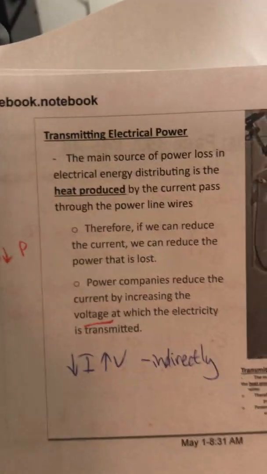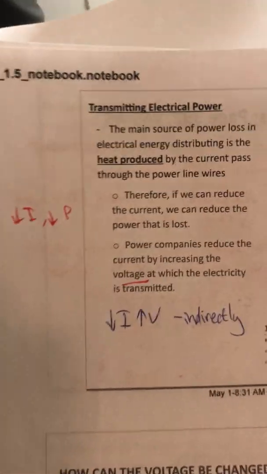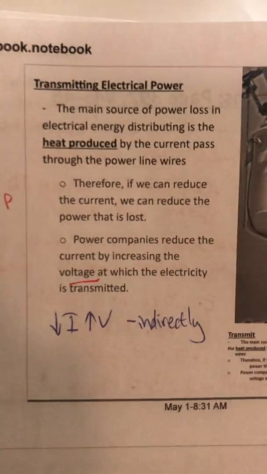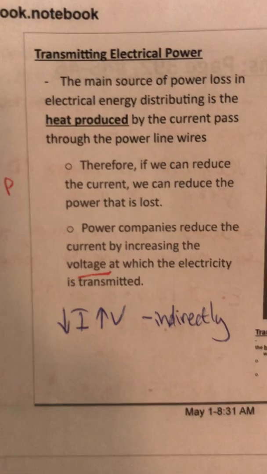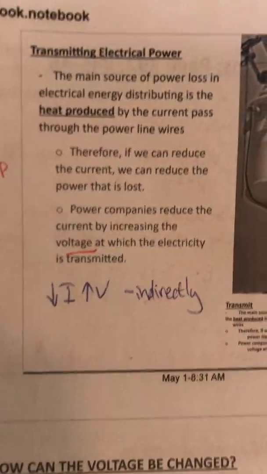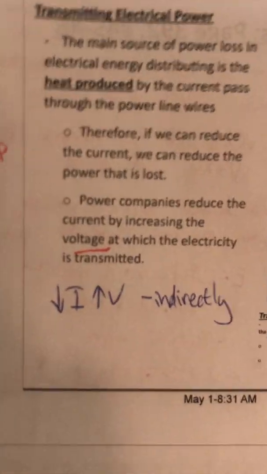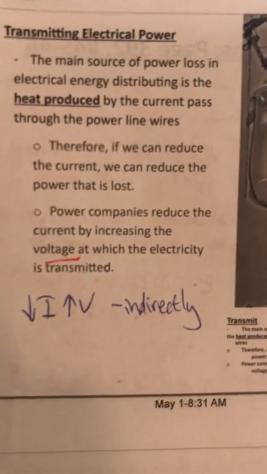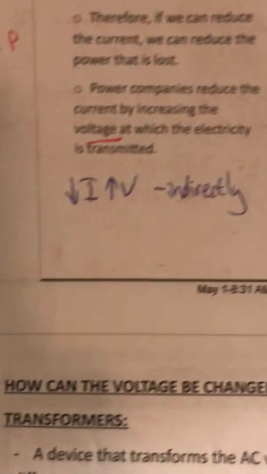So let's look at some different ways that we get energy. Electrical power: we have a proportion in terms of the amount of heat produced. So if we reduce the current, we can reduce the power that's lost in an electrical transmitter. Power companies reduce the current by increasing the voltage at which the electricity is emitted. So it's an indirect proportion relationship.